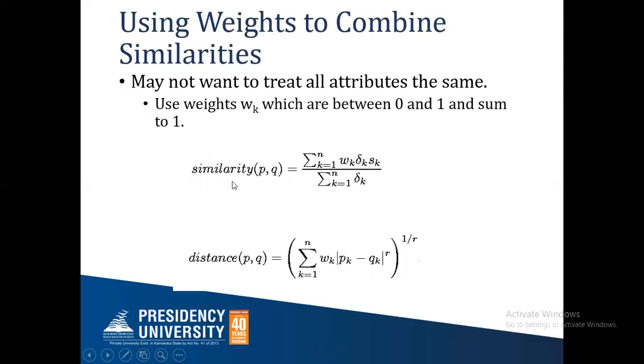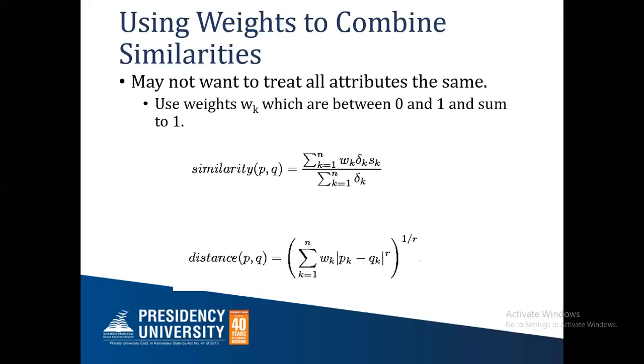But here the overall similarity, combining the weights, we can specify as similarity of P comma Q is equal to summation of k equal to 1 to n Wk into delta k into Sk, the weights, delta and the similarity measure, divided by summation of k equal to 1 to n of delta k. This is the overall similarity calculation formula. We will be applying them in the further classes.